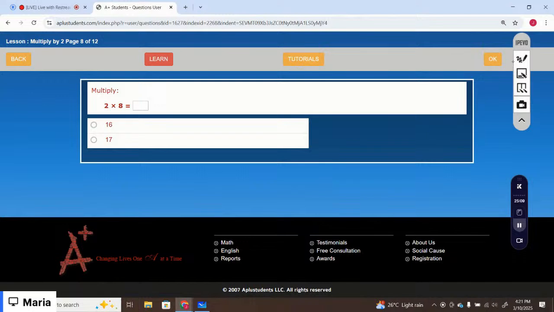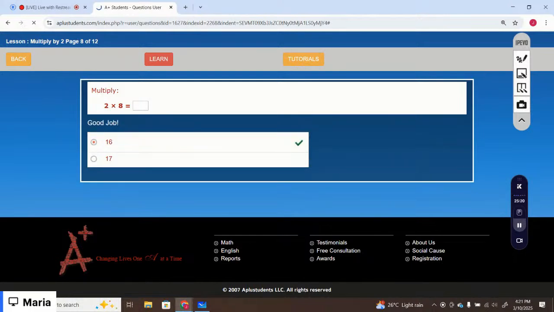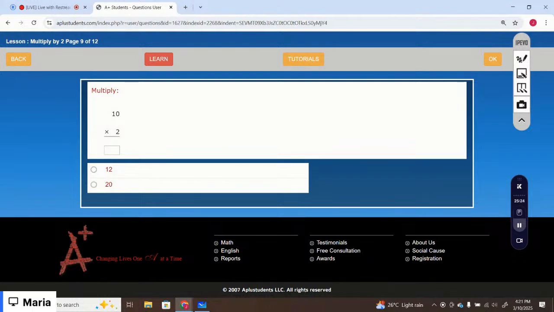Times 8 equals 16. Option number 1 is the correct option. 2 times 8 is 16. 10 times 2 equals 20. Option number 2 is the correct option.